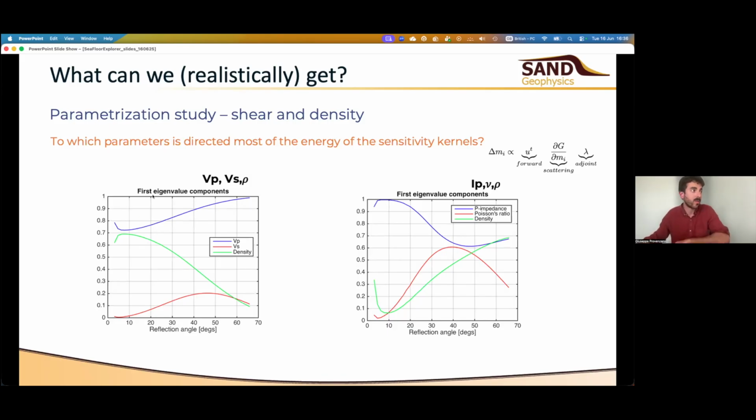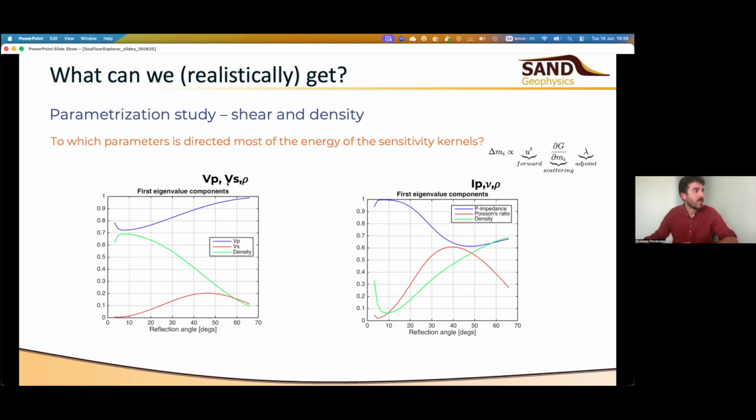Another way to look at it is to look at the components of the first eigenvector of the sensitivity kernel. It basically tells you how sensitive your inversion is to a set of parameters and how coupled they are, due to this term here.